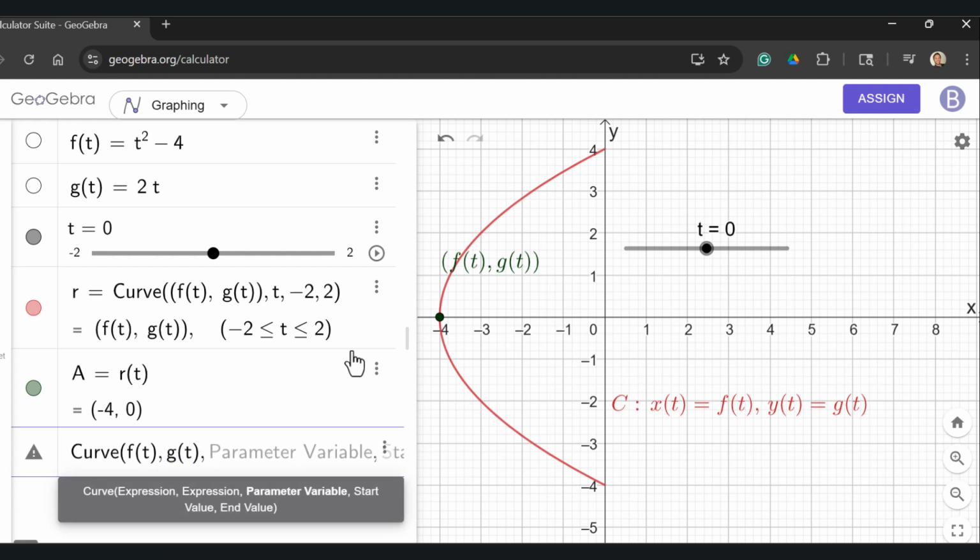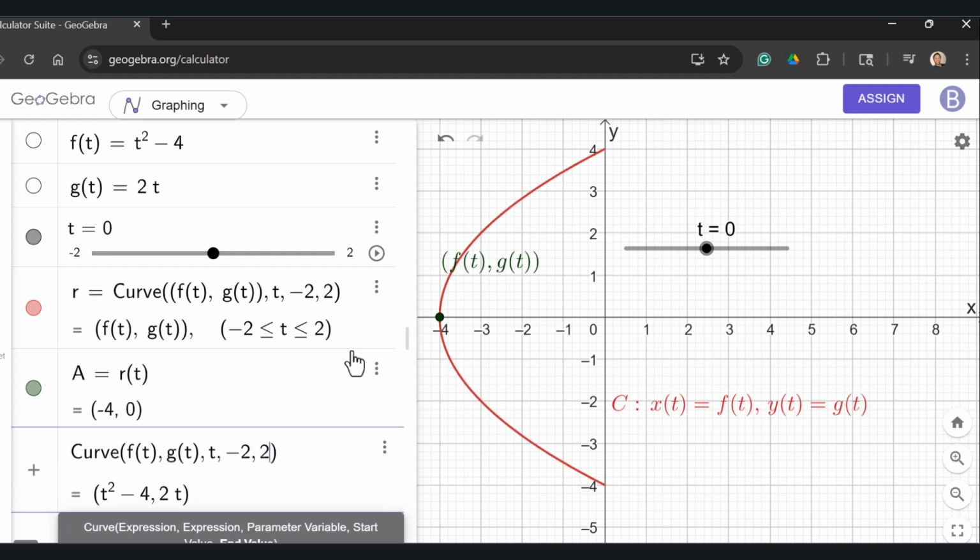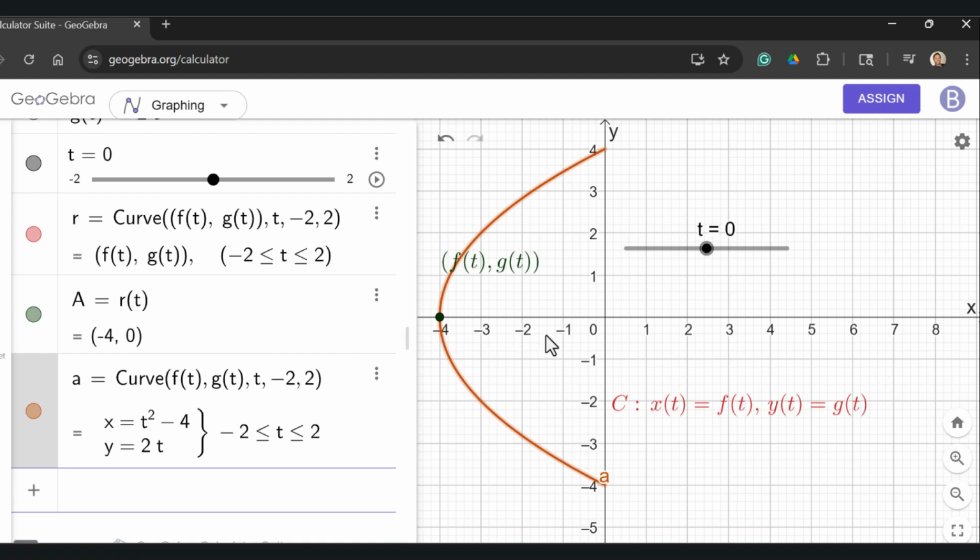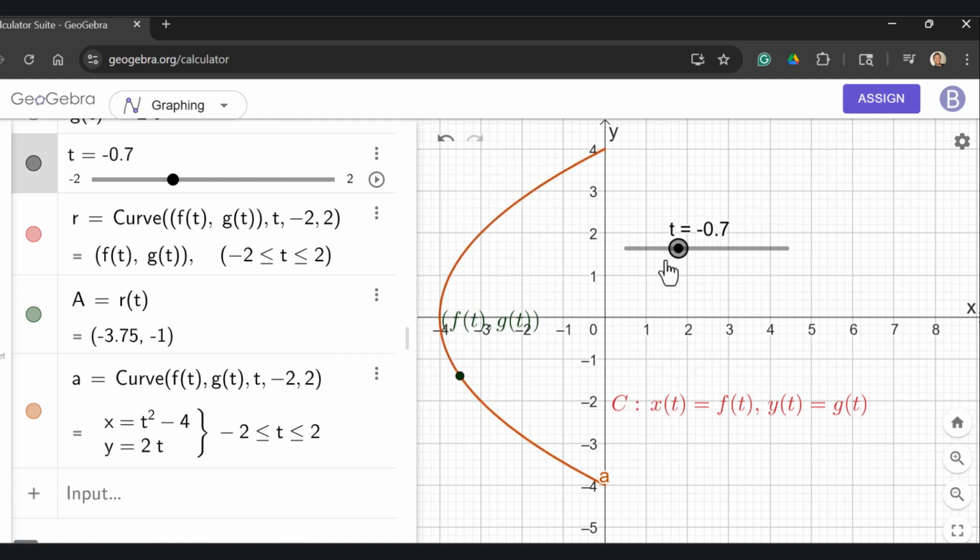The parameter you want to use is that t. You have to say where you want this parameter to start, the t value to start. In this case, I want -2, and I want to end at 2. Press enter, and it graphs it for you. Now I made a side parameter t. There's an option to do that if you want to see it. And I made it so that you can see a point moving.